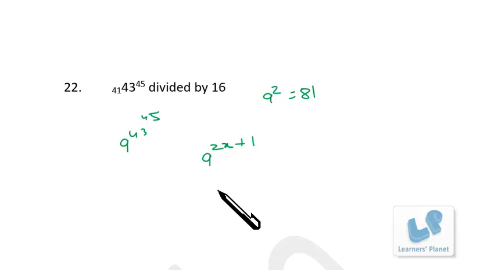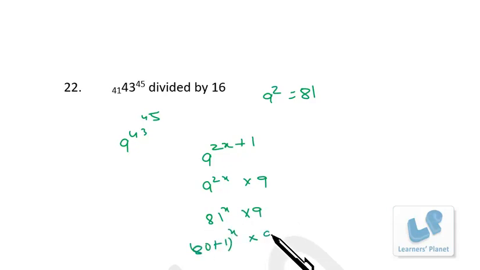So it's 9 raised to 2x into 9, so that is 81 raised to x into 9, that is 80 plus 1 raised to x into 9. x doesn't matter, odd or even, the remainder will be 1 only. So that 1 into this 9, the final remainder will be 9. I didn't find whether x is odd or even, because that was not necessary in this case. I hope you are clear. The final answer is 9.